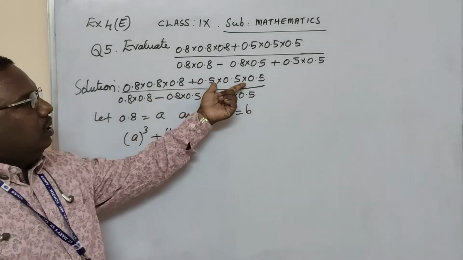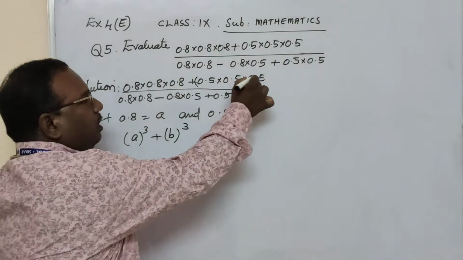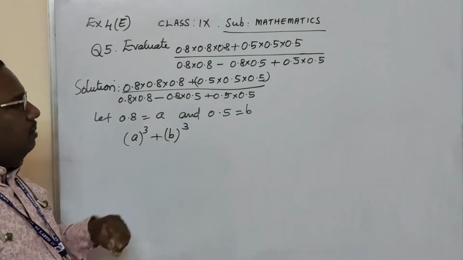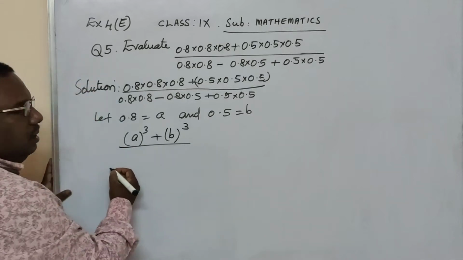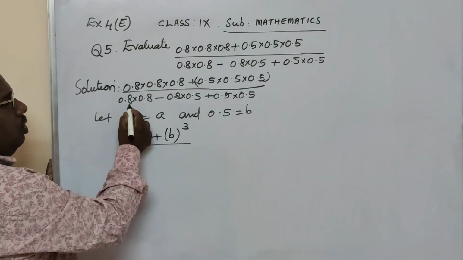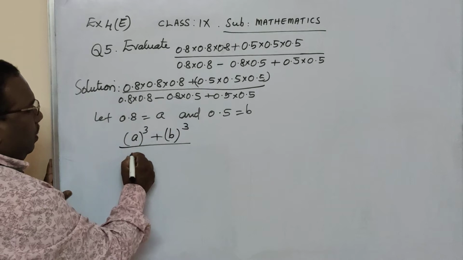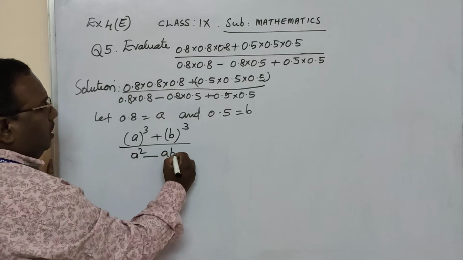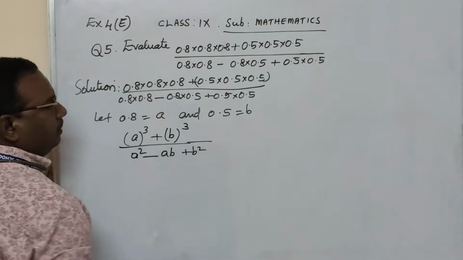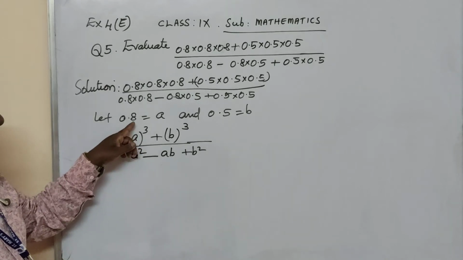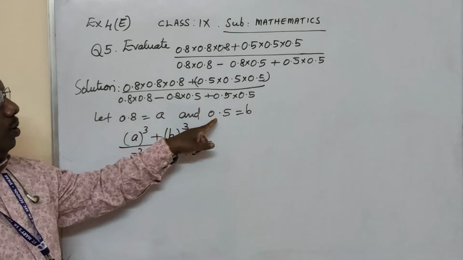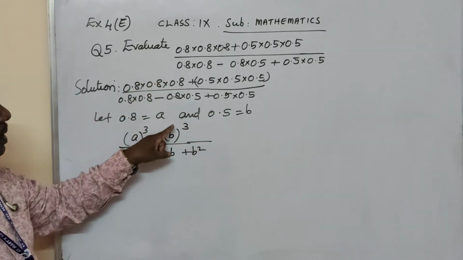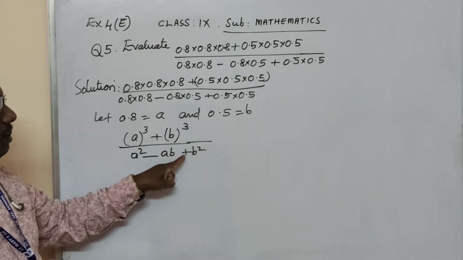Here also you can notice this 0.5 is appearing 3 times. That is why power becomes 3. Then this divided by, here 0.8 is twice. So I write A square minus AB plus B square. After considering 0.8 equal to A and 0.5 equal to B, this question is reduced to the form A cube plus B cube all divided by A square minus AB plus B square.